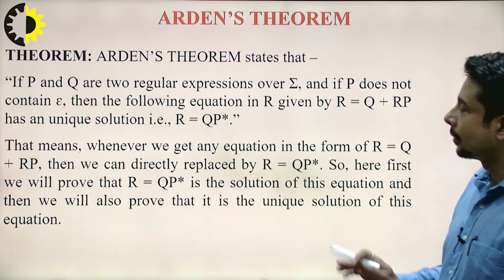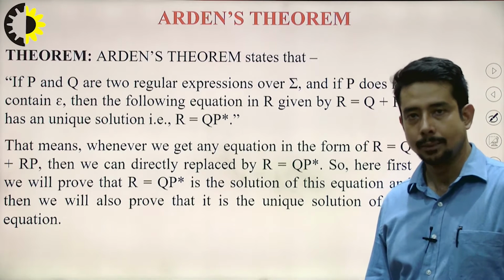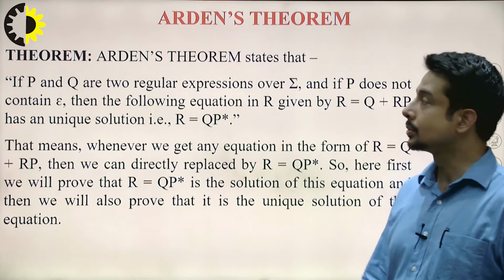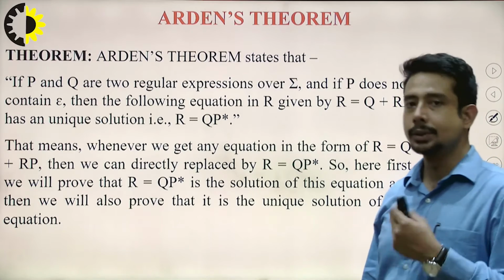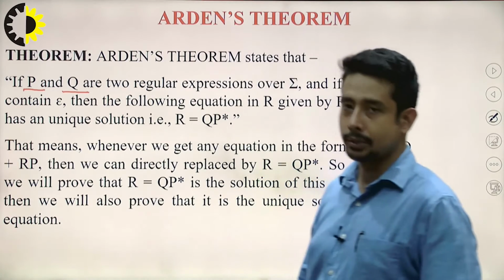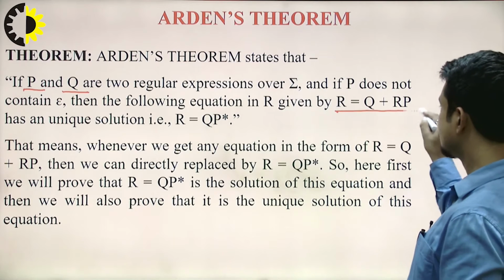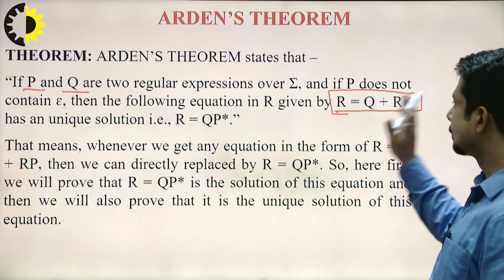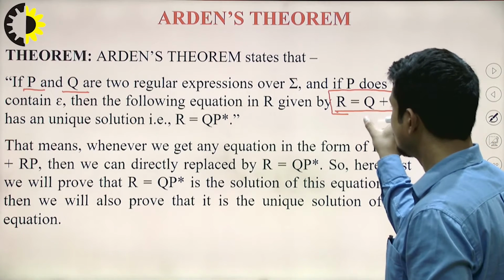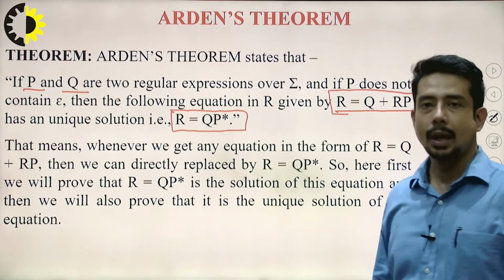If we talk about regular expressions, we need to find some sort of simplification of those expressions. In order to simplify a particular expression, we use a model known as Arden's theorem. How? Let us discuss that. Let us assume that we have two regular expressions, P and Q, and somewhere we come across an expression like this: R is equal to Q plus RP. Then, according to Arden's theorem, this expression has a unique solution, which is R is equal to QP star.